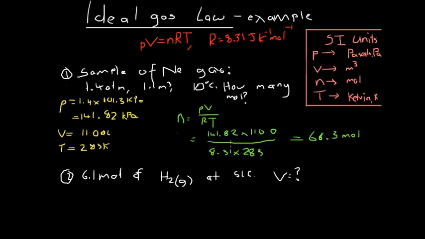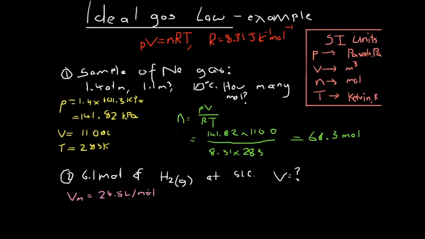Now down here, we've got another example looking at the idea of molar volume. We've got 6.1 mole of hydrogen gas at standard laboratory conditions, and we want to know the volume of that gas sample. Basically, we know that at standard laboratory conditions, the molar volume is equal to 24.5 liters per mole. So that's the molar volume.